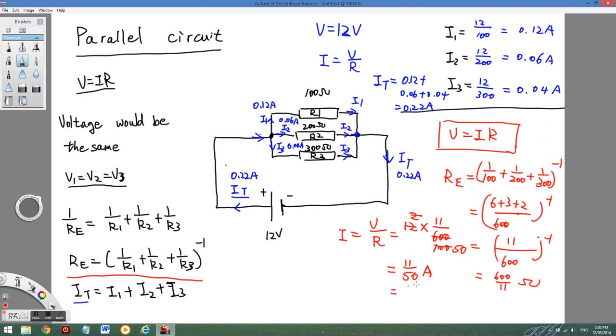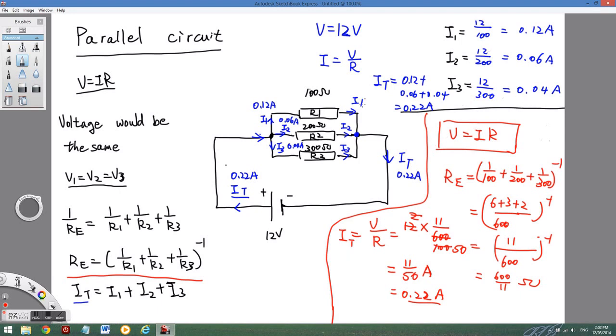So we have the total. If you do the math, it should be the same, 0.22 amps. Type it in your calculator. So the idea is you're going to find your answer either way. You need to know how to do it both ways. However, in the exam or when you're answering a question, just choose the easiest way to do it.